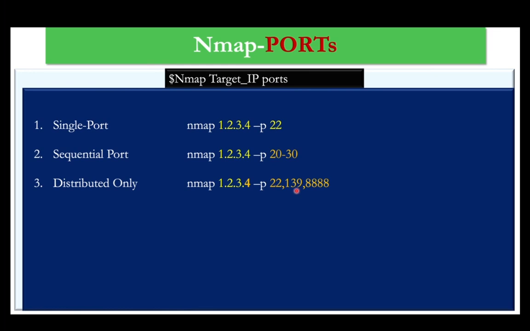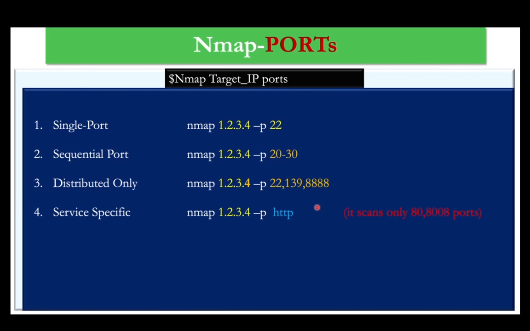And there is a service specific port scan. Instead of giving port numbers, if the service name is given, in this case Nmap scans only port number 80 or 8080. If you give DNS instead of HTTP, Nmap scans only port number 53.